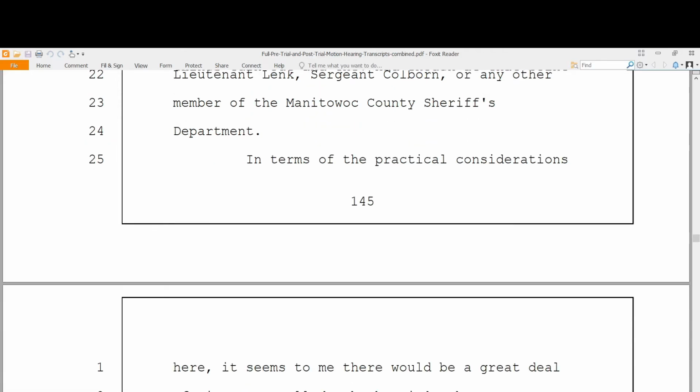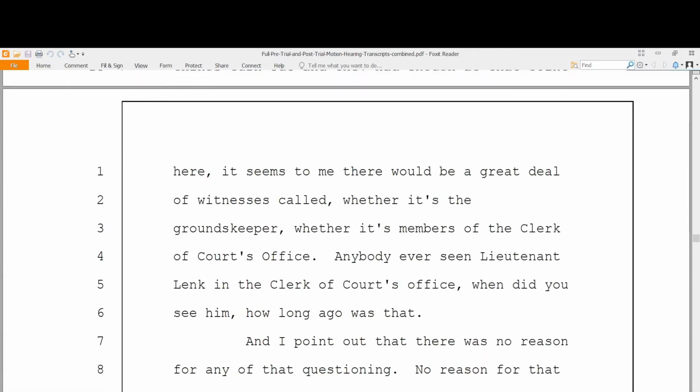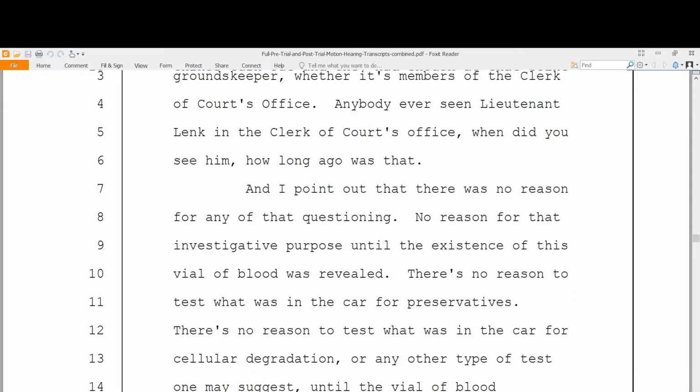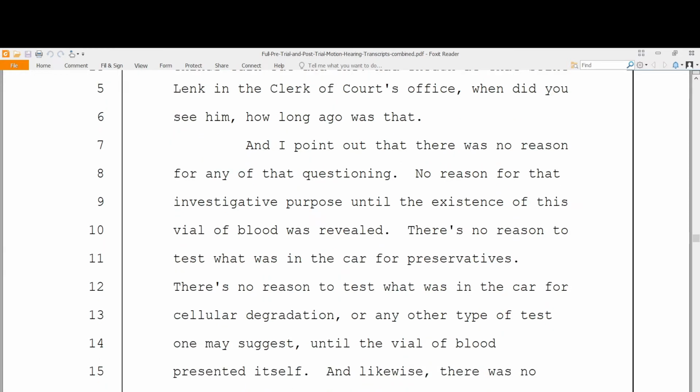In terms of the practical considerations here, it seems to me that there would be a great deal of witnesses called, whether it's the groundskeeper, whether it's members of the Clerk of Court's office. Anybody ever seen Lieutenant Lenk in the Clerk of Court's office? When did you see him? How long ago was that? And I point out that there was no reason for any of that questioning, no reason for that investigative purpose until the existence of this vial of blood was revealed.